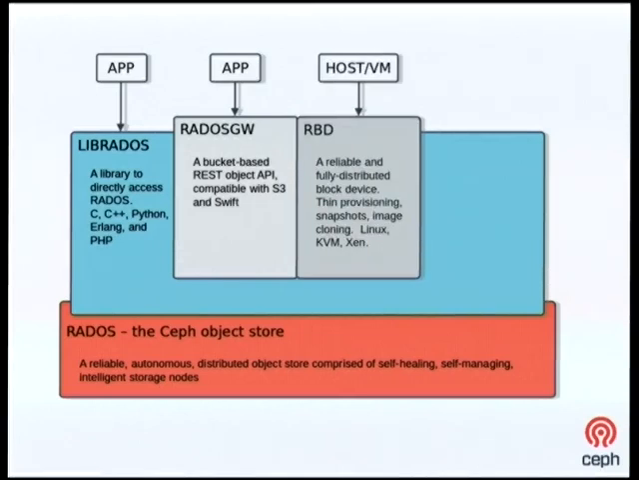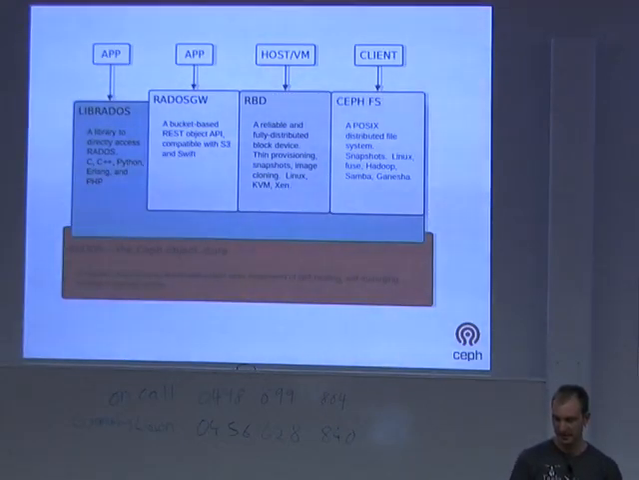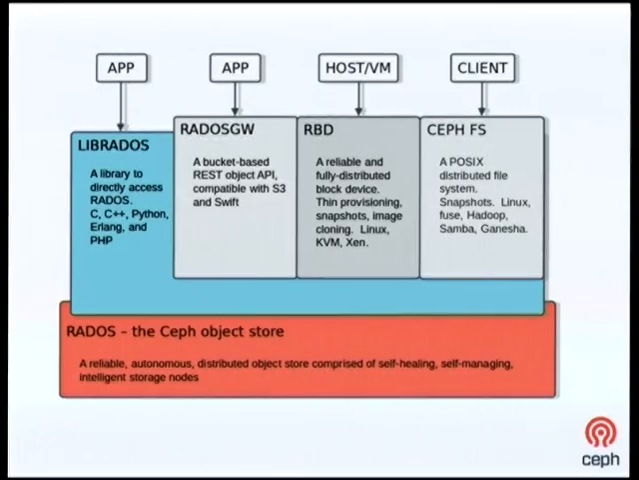There's also the RADOS block device, which is a virtual disk that's backed by objects across the storage cluster, and that's supported by modern Linux kernels and by KVM and Xen. So you can have virtual machines with their virtual disks backed by the storage cluster, and that supports things like snapshots and so forth. And finally, there's CephFS, which is a full-blown POSIX distributed file system that distributes all its data across the storage servers.